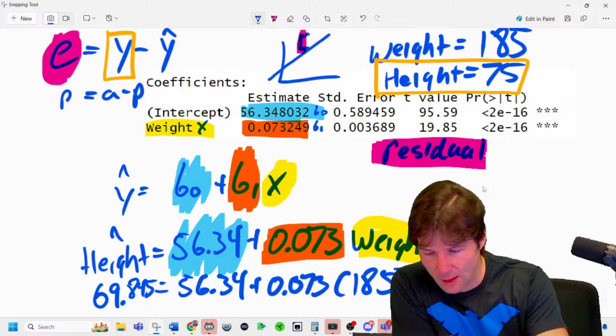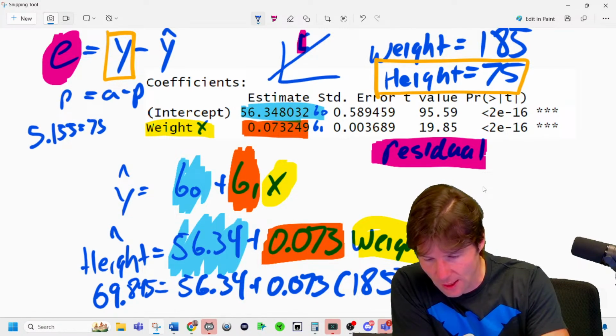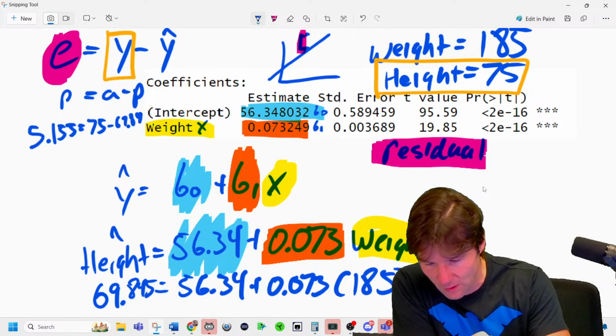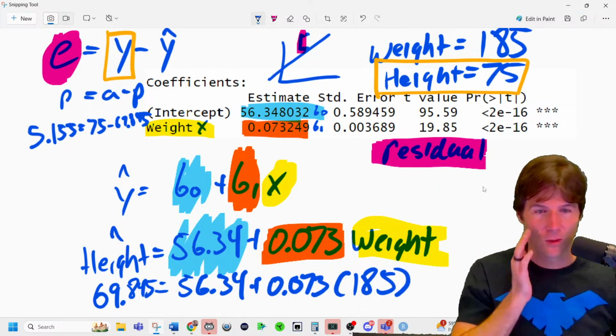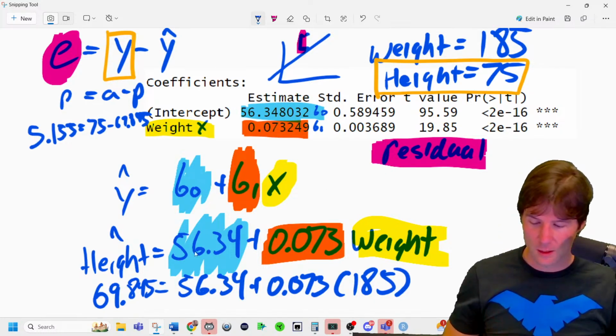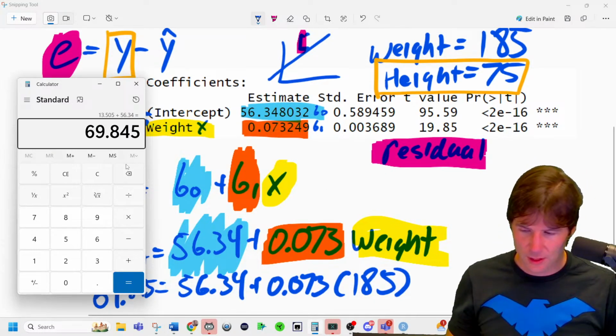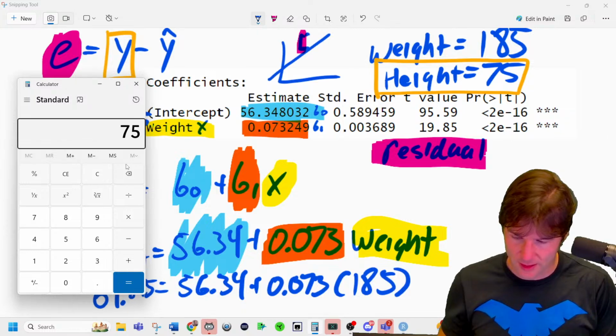So the residual of 5.155 is equal to the actual height of 75 minus the predicted of 69.845. So exactly, great job right there, David. Sorry, the writing got a little bit small right there. Please ask me if you're stuck. This is the predicted. Brian's actually this.